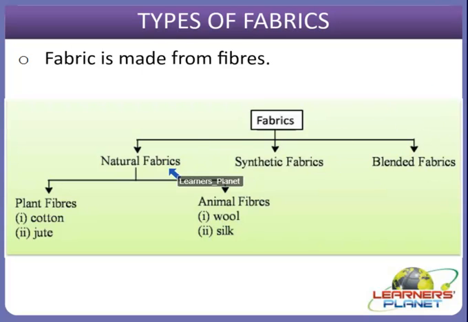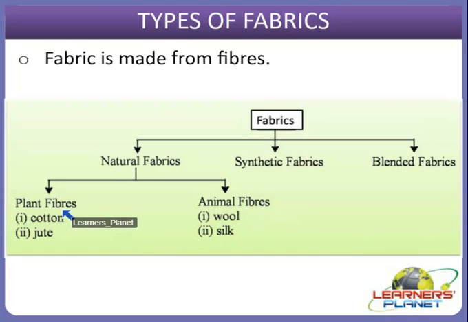The natural fabrics are further divided into two, as they are obtained from plants and animals. The first one is plant fibers. Students, do not get confused between fabrics and fibers. You must keep in mind that fabric is made from fibers, and that is why natural fabrics are classified into two: plant fibers and animal fibers.